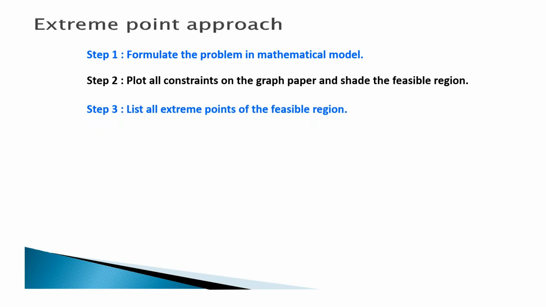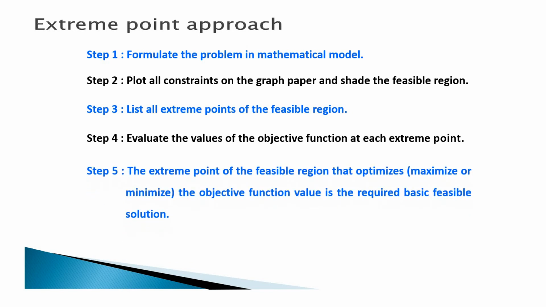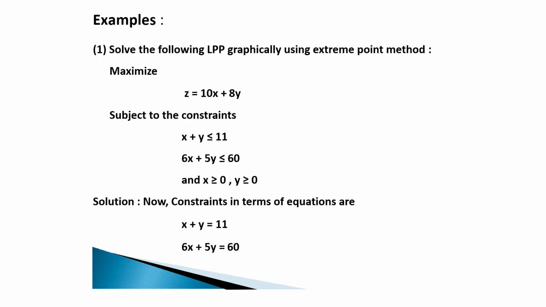Third step is to list all extreme points of the feasible region. Step 4, evaluate the value of the objective function at each extreme point. Step 5, the extreme point of the feasible region that optimizes the objective function value is the required basic feasible solution. We will apply this extreme point algorithm to solve problems using the graphical method.